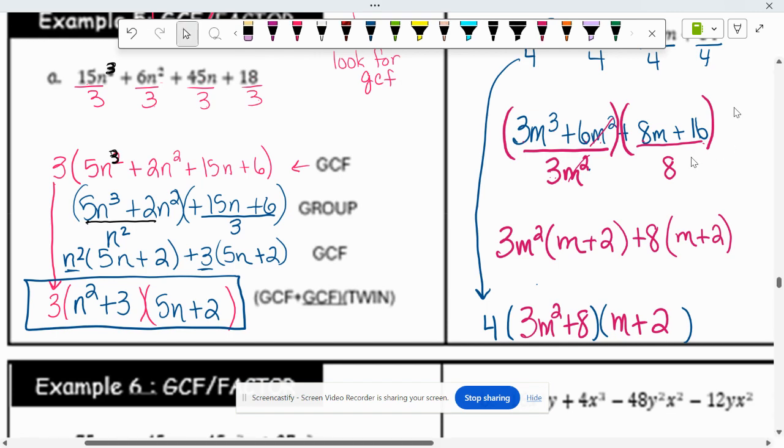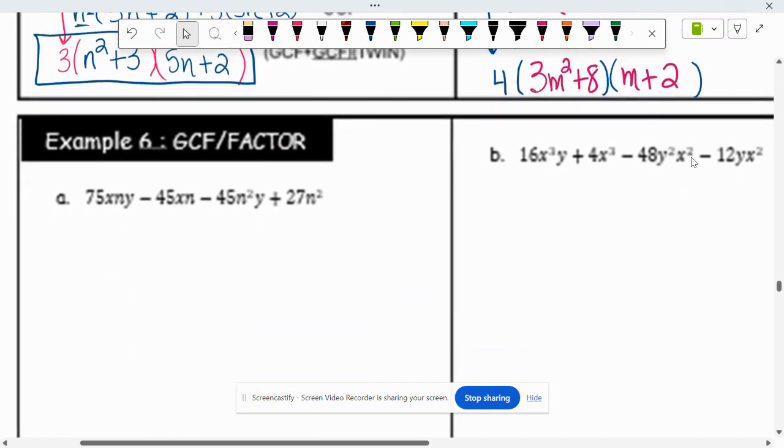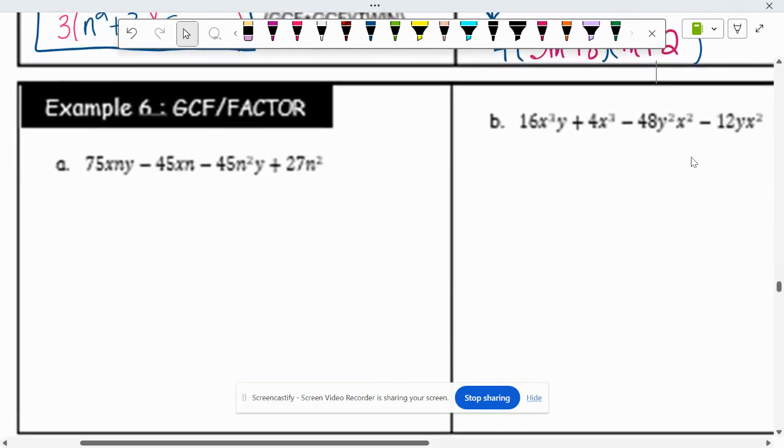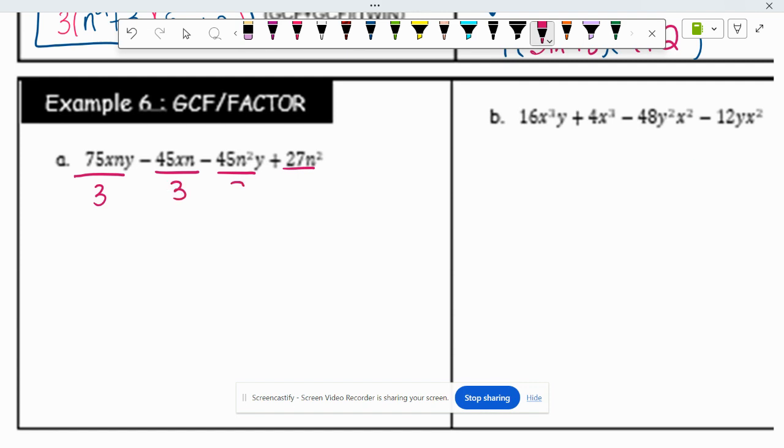Okay, we have one more with the GCF. So I'm going to tell you that your GCF here is 3. So I'm going to take a 3 out. I'm going to put it all the way down to the very bottom because I don't want to forget about it.